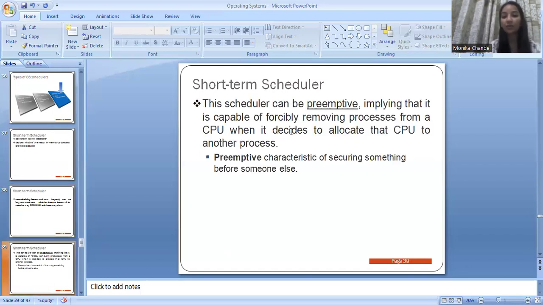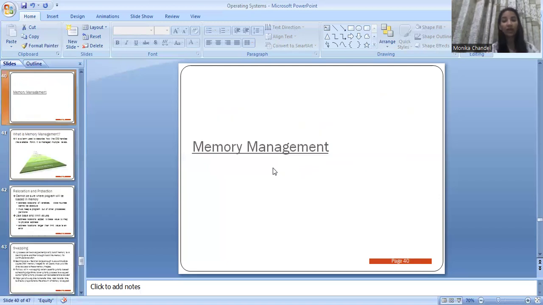The scheduler can be preemptive. Preemptive means the characteristics of security, sometimes before someone else. It could be safe and secure. And the next one is very important, memory management.